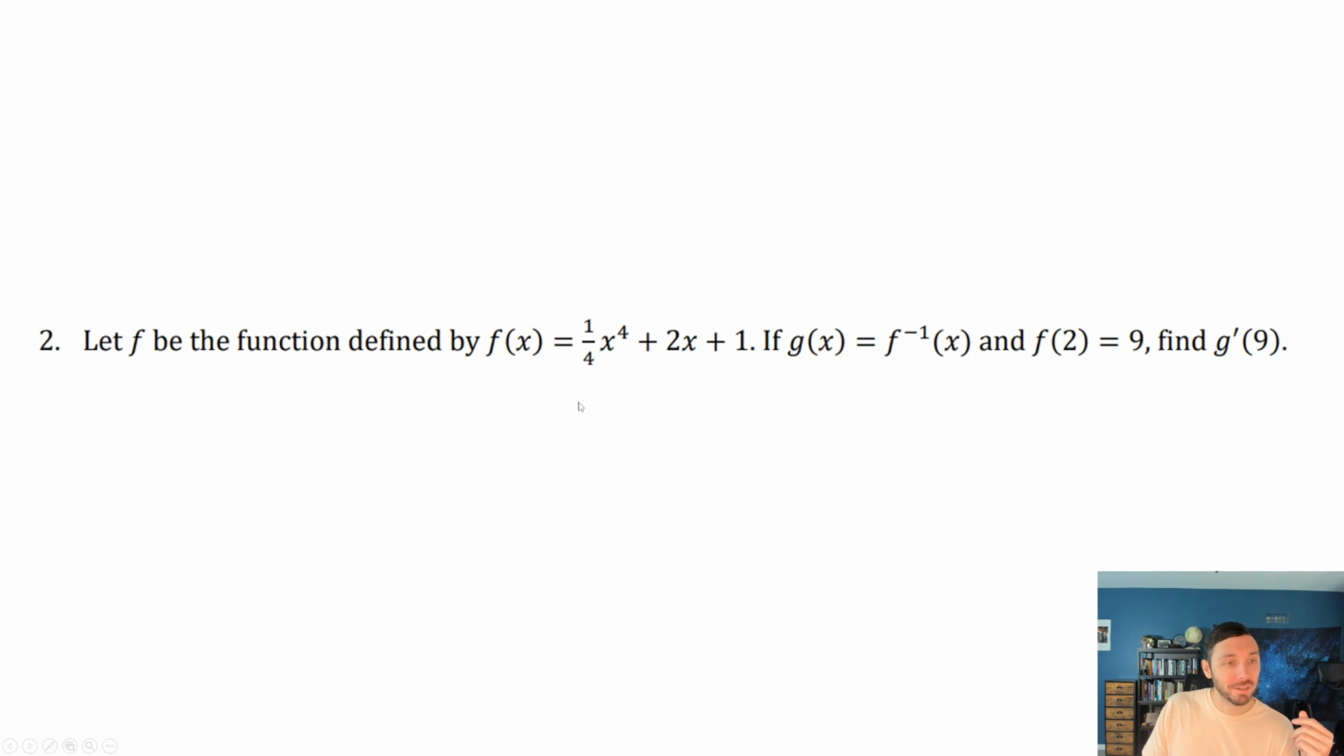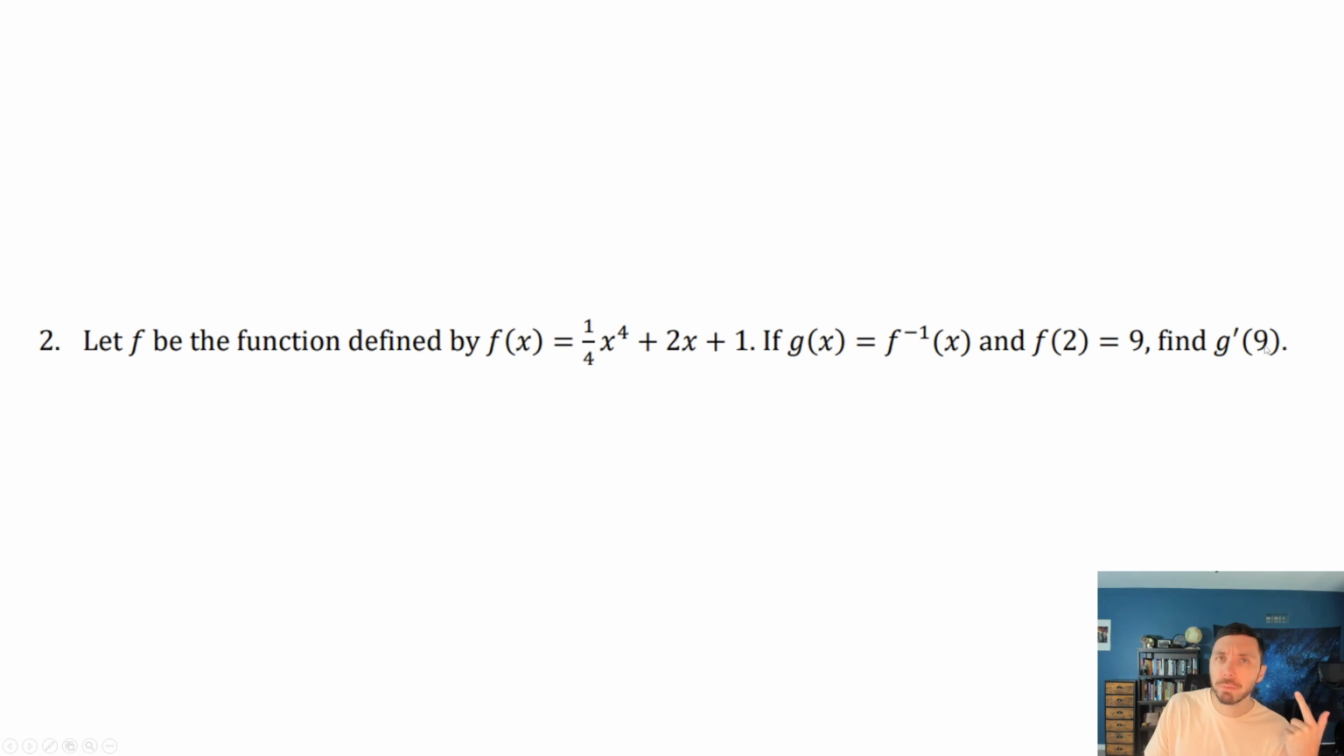Let's give it another go. We're going to give 2 a shot. So we're given a function, and you're given that g is the inverse of that. You're given that f of 2 is 9, just because they don't want you to solve it out. Find g prime of 9. So let's use the new rule. What we want to do is utilize the 2 and the 9.